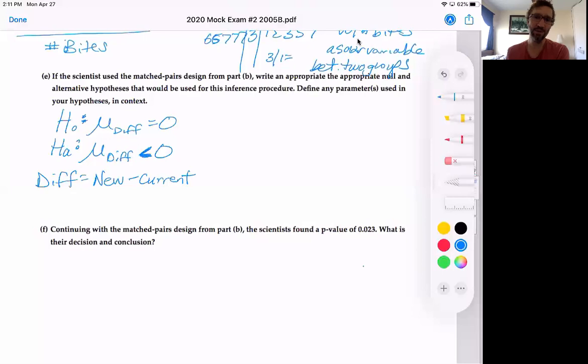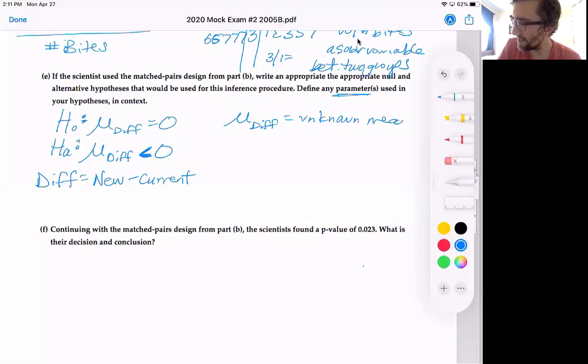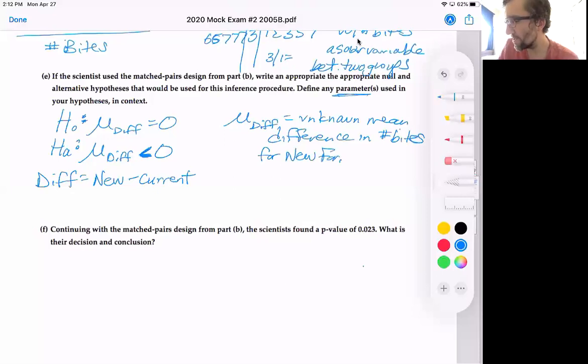Now, if you left it like this, you wouldn't get full credit. You have to define the parameter. Whether you're asked to or not, you should define the parameter. So mu diff is the unknown mean difference in number of bites for the new formulation minus the current formulation.